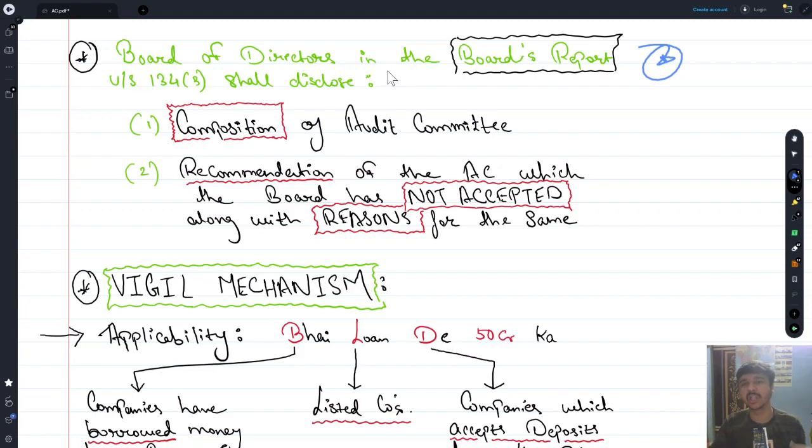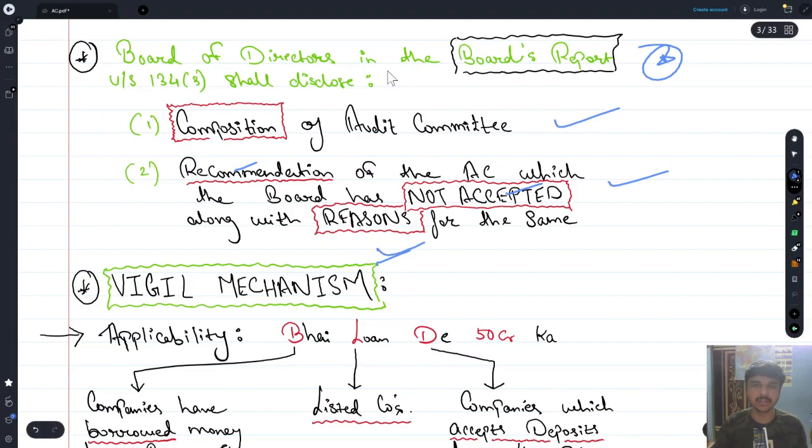Under that report, they also have to show the composition of the audit committee and the recommendations of the audit committee which they have not accepted, and the reasons why they were not accepted. So what are the recommendations? It might be a case where the audit committee has told them, okay, appoint Mr. A as auditor, but the board of directors is not agreeing because Mr. A is already auditing some other firm with which we have a substantial transaction. So that is the reason, and we have not accepted the recommendation.